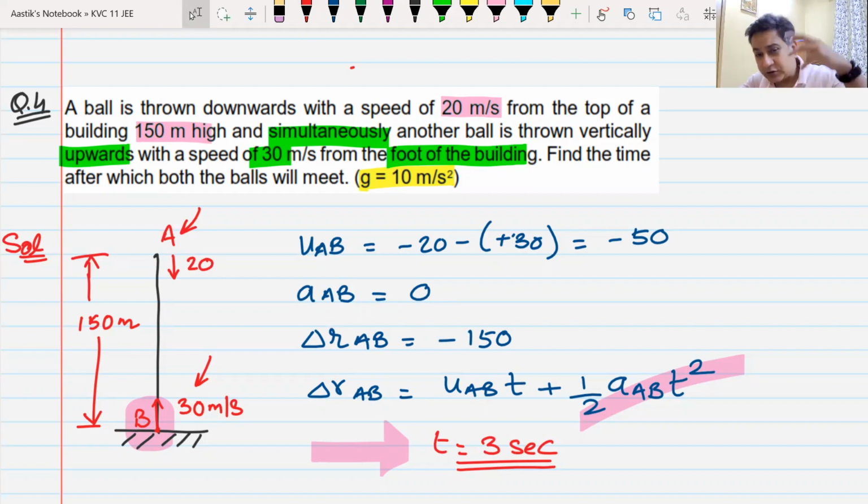Remember, do not jump onto the answers very quickly. Remember, the body is a projectile. Have patience. Take a long breath and then think. You know the initial velocity is 30 meters per second. If you look from body B, I'll give you 1 more minute to think about it.